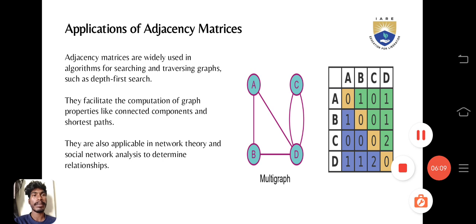Applications of adjacency matrices. Adjacency matrices are widely used in algorithms for searching and traversing graphs, such as depth first search. They facilitate the computation of graph properties like connected components and shortest paths. They are also applicable in network theory and social network analysis to determine relationships.